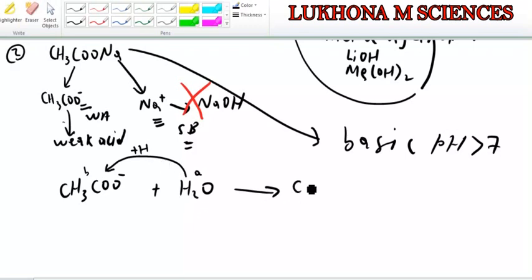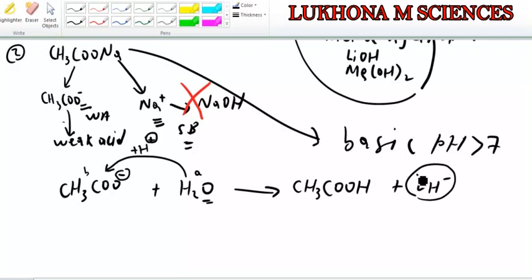So we have CH3COOH. This positive, there is H plus, this positive will cancel this negative, leaving this one with only one H, therefore we have OH minus. Since the product is OH minus, the salt is basic. Then we're done with number 2.